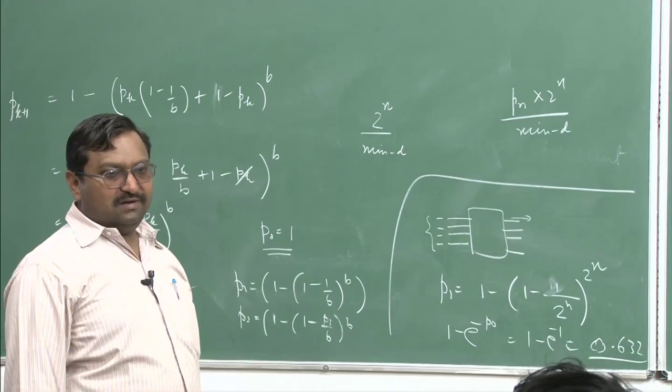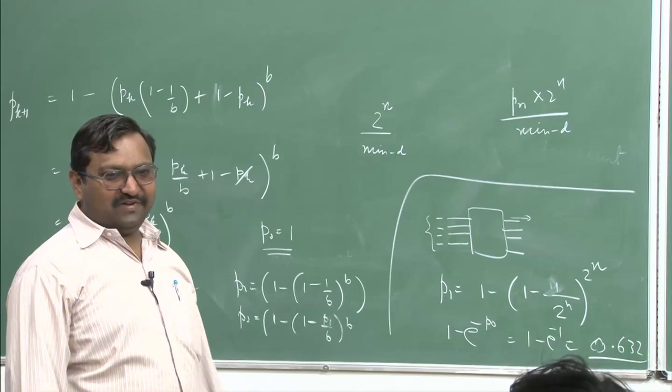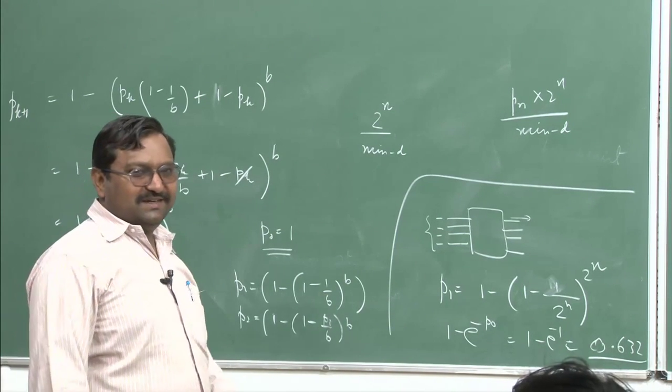Sir, this recursive relation is for buffered delta, sir? No, unbuffered. There is no buffering here. Buffered delta is tricky to handle.